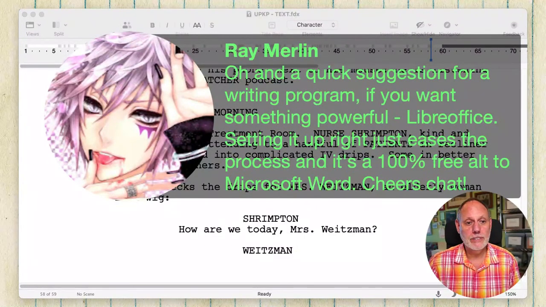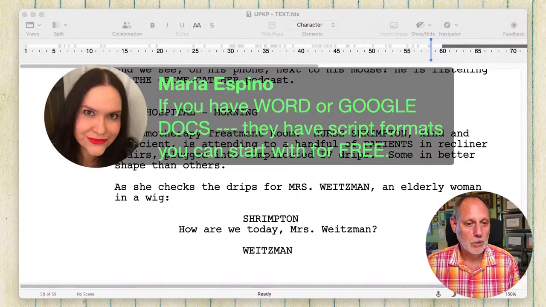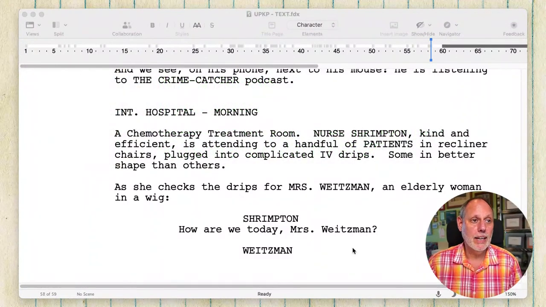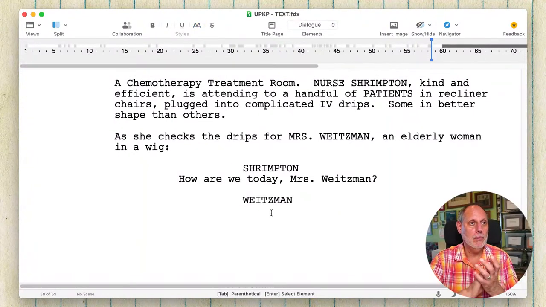LibreOffice, free office, setting it up. Okay, cool. All right. Oh, look at this. Maria says, Google Docs or Word have script formats you can start with for free. I believe that. Okay, so now let's get back to the game.